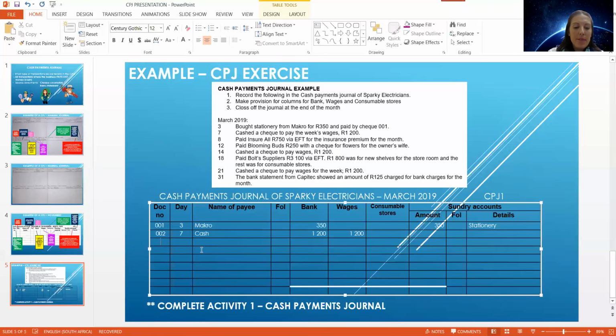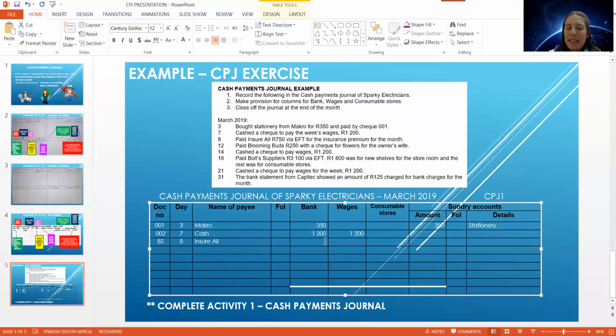We paid by EFT. Our source document is bank statement. Grade 9, grade 8, in some exercise books, they might give you like a number. You can even put that in for the bank statement as well. For my students, I just accept BS for bank statement. That's perfectly fine. Okay, whom did we pay? Insure All. What was the date? The 8th. Okay, name of payee, Insure All. That's an insurance company.